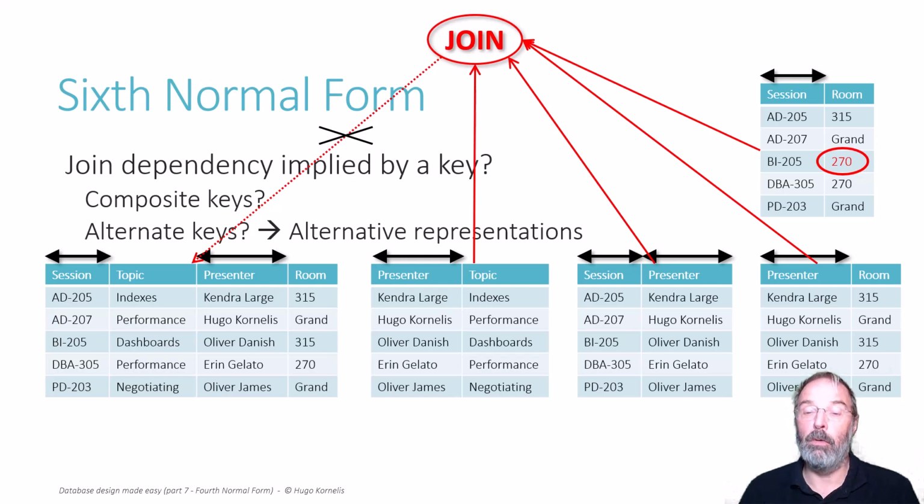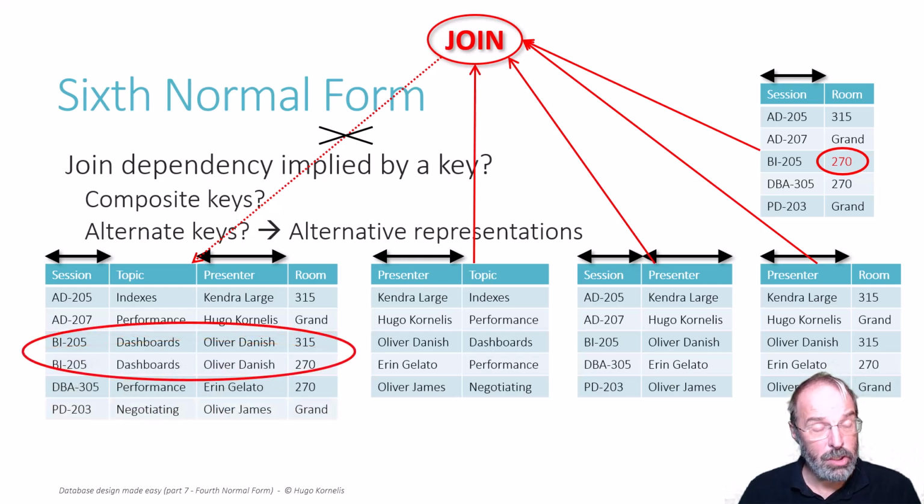If you include equality of the room columns in your join condition, then in the original table you lose an entire row of data. Suddenly session BI205 no longer exists, and hence it hasn't a topic, it is not in a room, and Oliver Danish has nothing to do anymore. Well, we don't want that. So let's join on just the presenter and the session and not look at the room. But if you do that join, then suddenly there are 2 sessions BI205, both presented by Oliver Danish, both on dashboards but in different rooms.